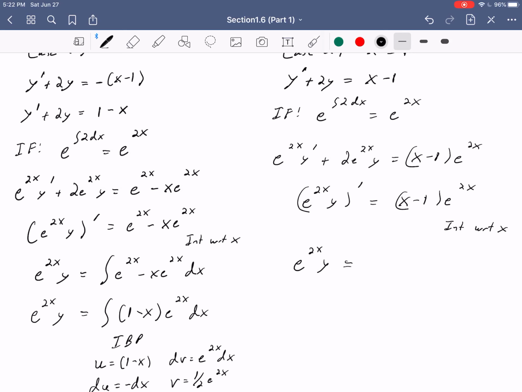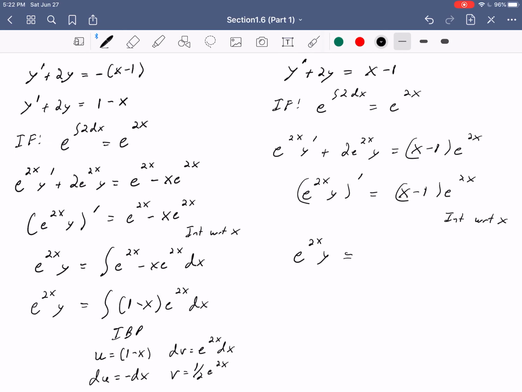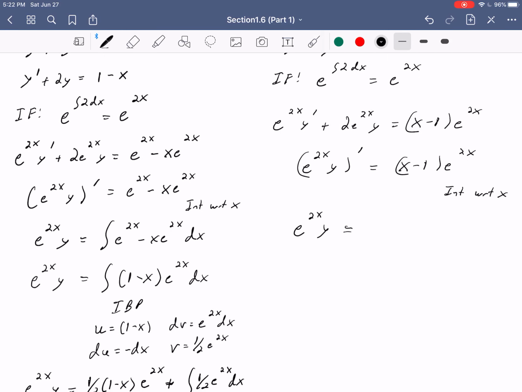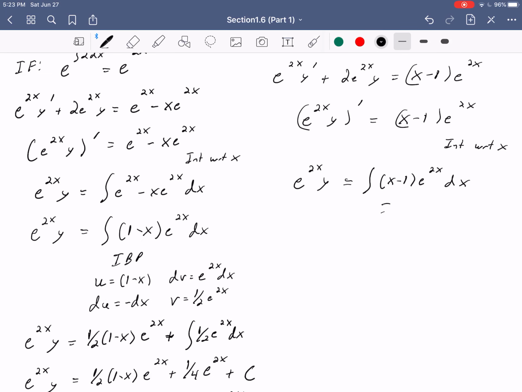Notice most of the stuff can just be reused. So the idea is that the integrating factor in that component isn't going to change. It's just that we're rephrasing the right-hand side, that q of x, depending on what piece we're on. So now we're going to get the integral of (x minus 1) e to the 2x dx. It will again be an integration by parts.